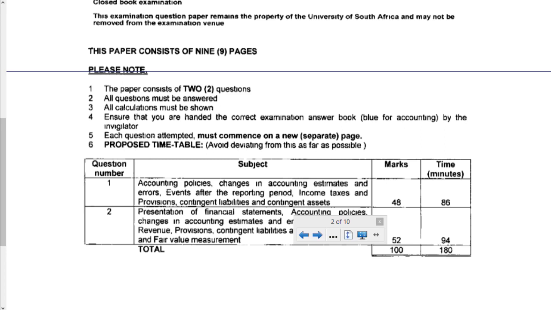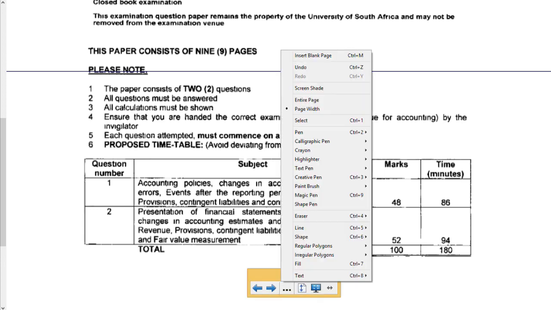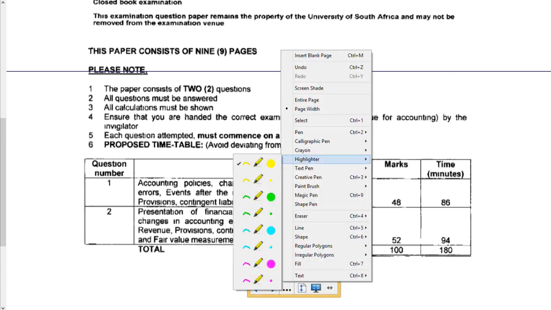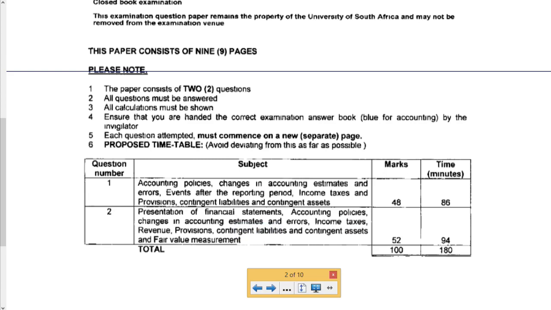And it's quite typical in a FAC3701 paper that there are 2 big questions. 2 big questions. And what you'll also see is that almost every question has an element of tax in it. So you can see question 1 here has income taxes. Question 2 also has income taxes. So tax is pervasive throughout the paper.